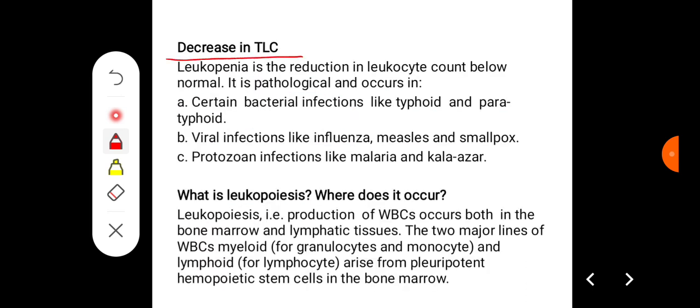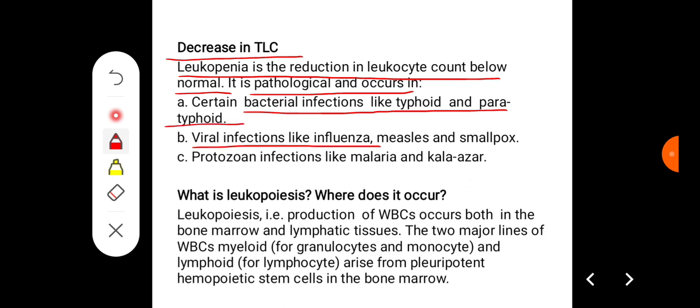Decreased total leukocyte count is called as leukopenia. That is, leukopenia is the reduction in leukocyte count below the normal, and it is pathological and occurs in certain bacterial infections like typhoid and paratyphoid. Then also in cases of viral infections like influenza, measles, and smallpox, and also some of the protozoan infections like malaria and Kala-Azar.